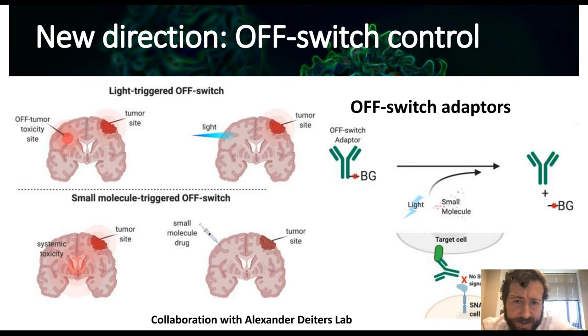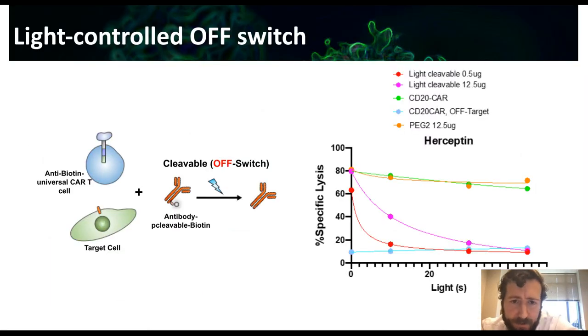Okay, and so working with the Deiters Lab, we created these cleavable off-switch adapters that are reactive to blue light. So when the blue light is applied to the system, it will cut off the tag molecule on the adapter. And so we combined the off-switch adapters with the universal CAR T cells as well as the target cells. And then we applied light for different amounts of time, and then assayed for tumor cell lysis.